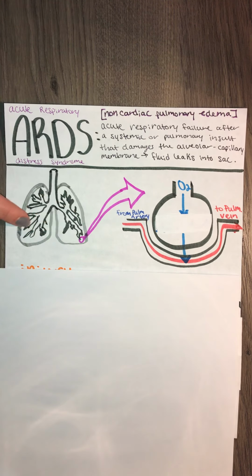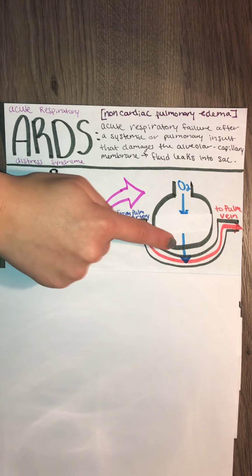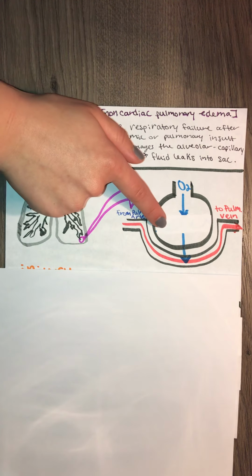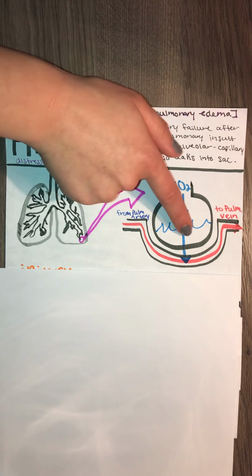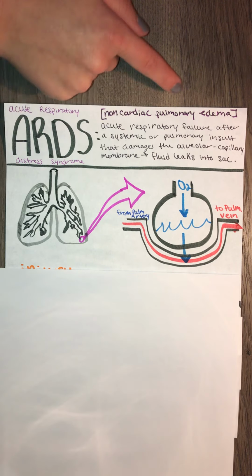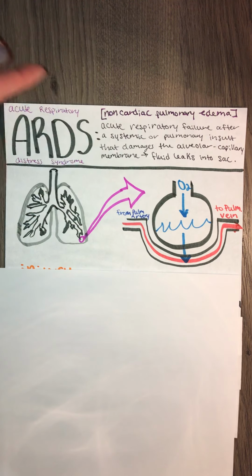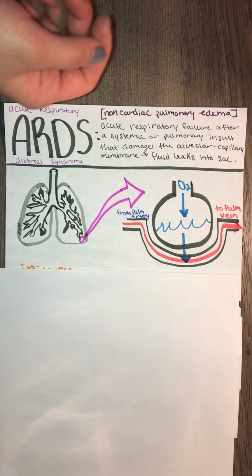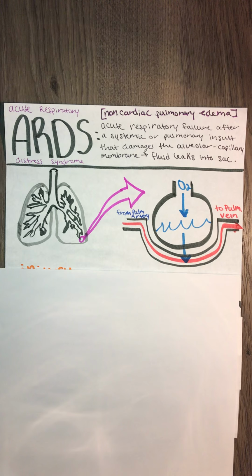But in ARDS, the membrane here becomes injured, causing the protein-rich fluid to leak into the alveolar sac. And when this volume exceeds the ability of the lymphatics to remove it, the edema moves into the airspace, impacting gas exchange here. So there is damage to type 2 alveolar cells, which produce surfactant, and reduction in surfactant contributes to alveolar collapse, which we'll talk about a little bit later.